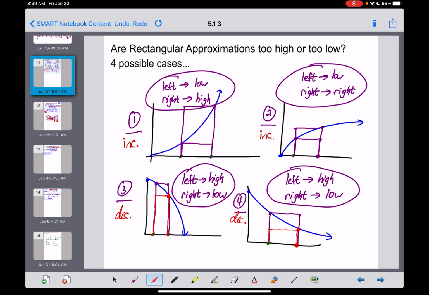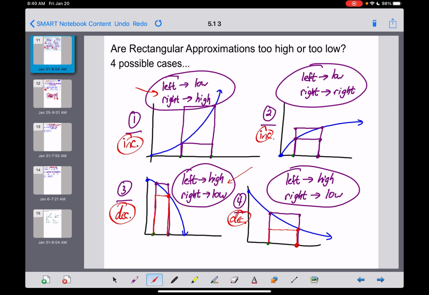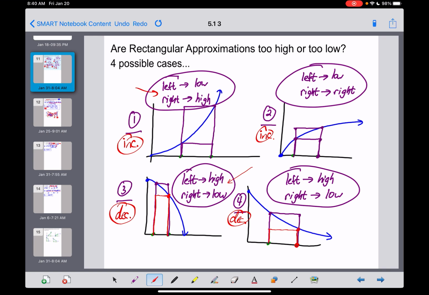It would appear that if your curve is increasing, like 1 and 2, you're going to get this result. Left approximations are too low, right approximations are too high. But if your curves are decreasing, like 3 and 4, you're going to end up with the opposite result. Left-hand rectangles are too high, right-hand rectangles are going to be too low. So again, you can write that down if you want. It's true, but I think it's more the concept behind that that will help you if you can kind of internalize that idea. So that is what I wanted you guys to see with rectangular approximations.